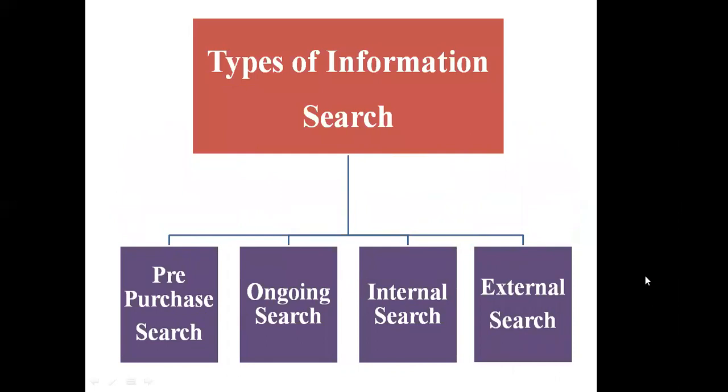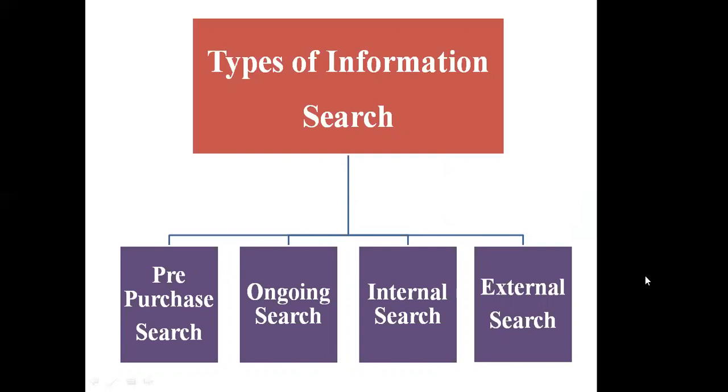So these are the four types of information search through which the consumer gathers information before making a purchase decision. The first one is pre-purchase search. As the name suggests, this search is done prior to the purchase decision. Second, ongoing search. This search is carried out by the consumer for products which are of consumer interest, but no immediate purchase is required for that particular product.